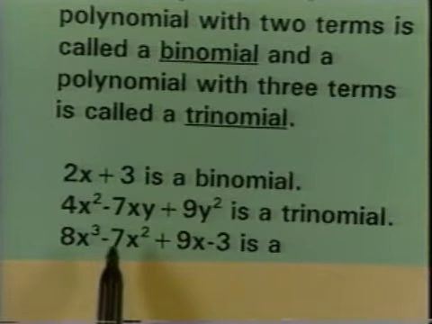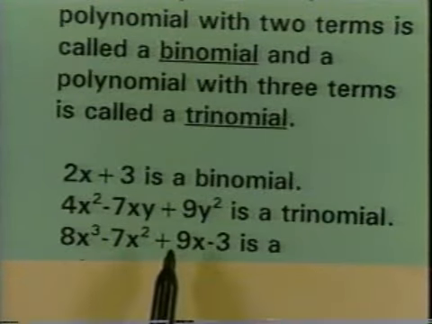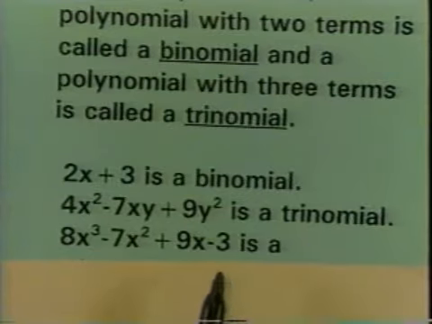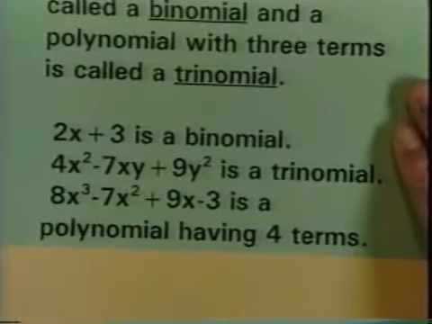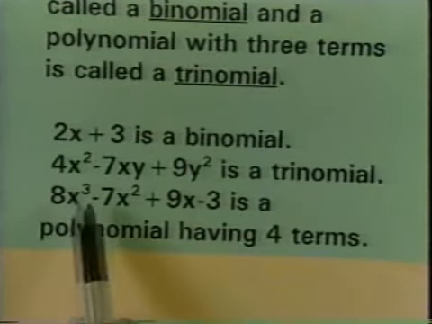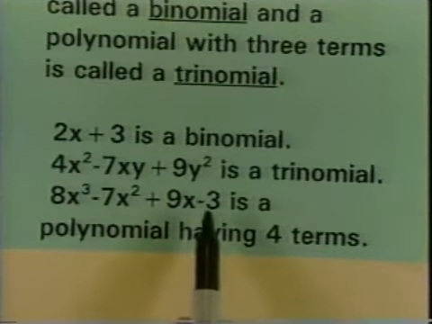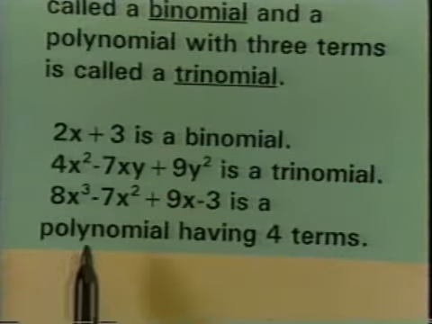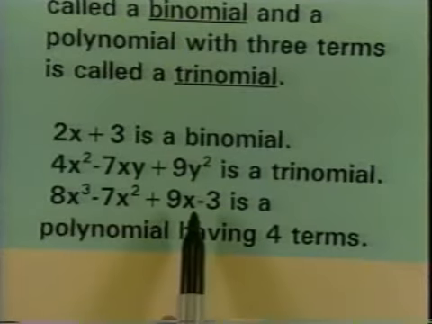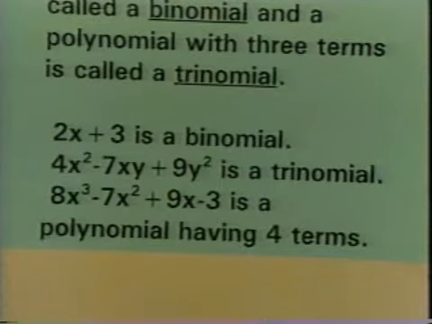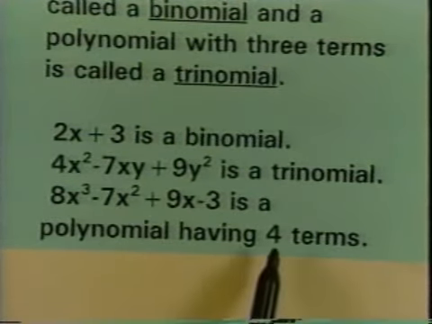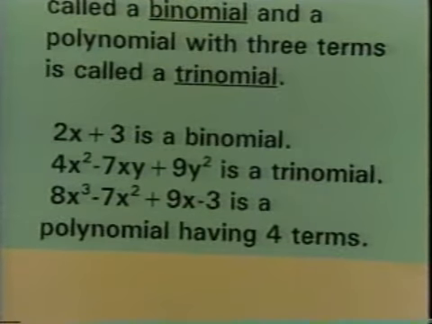8x cubed subtract 7x squared plus 9x subtract 3 is a polynomial having 4 terms. 1, 2, 3, 4 terms. So a polynomial is a string of monomials connected with plus and minus signs. I have 4 such monomials, so therefore I have 4 terms in the polynomial.